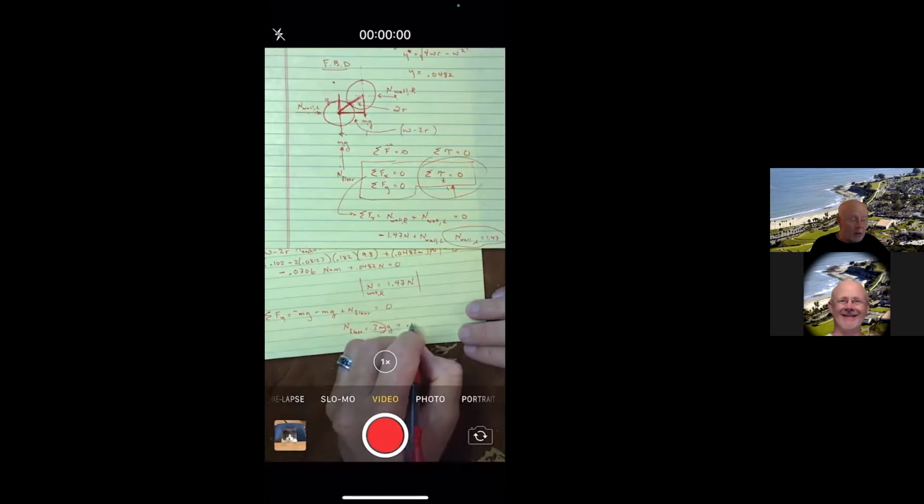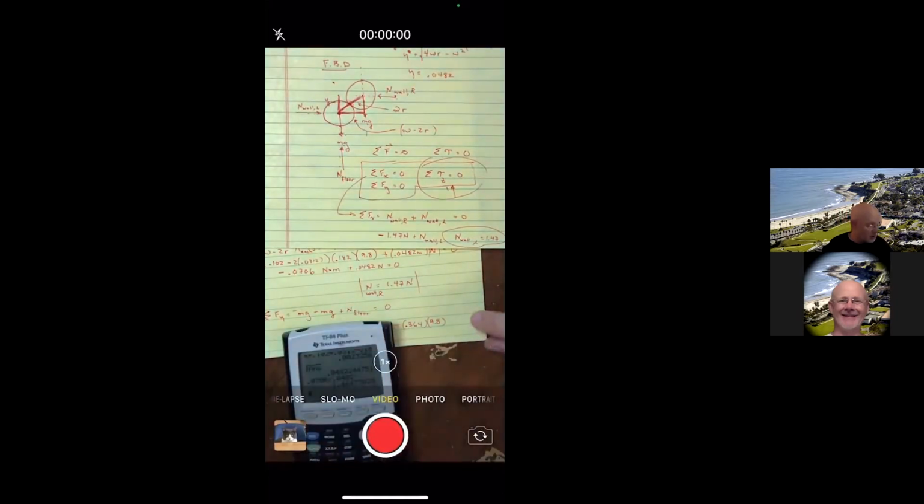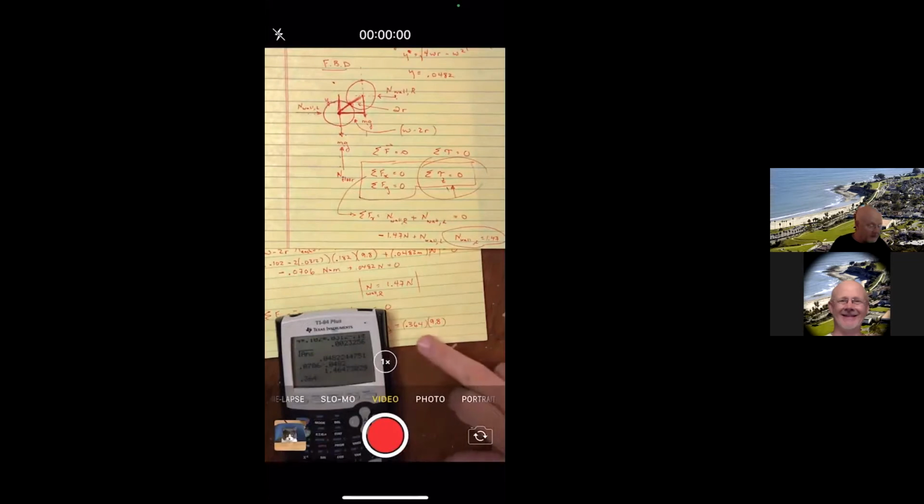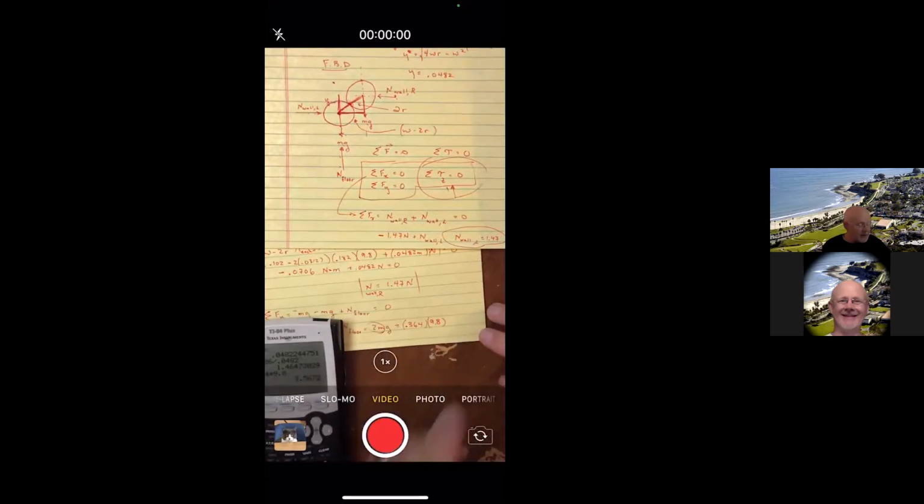So the two together is 0.364 times 9.8. And if the problem had asked, what is the force pushing up from the floor? I would say it's 3.57 newtons.